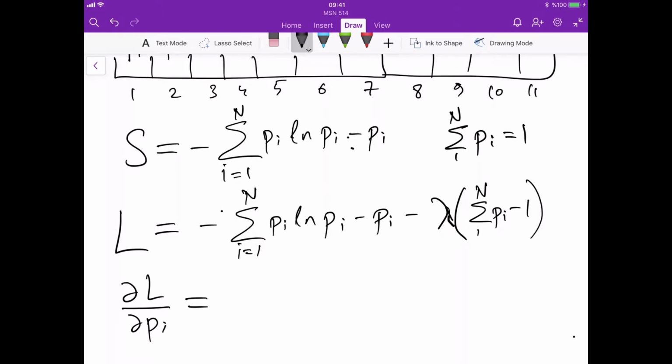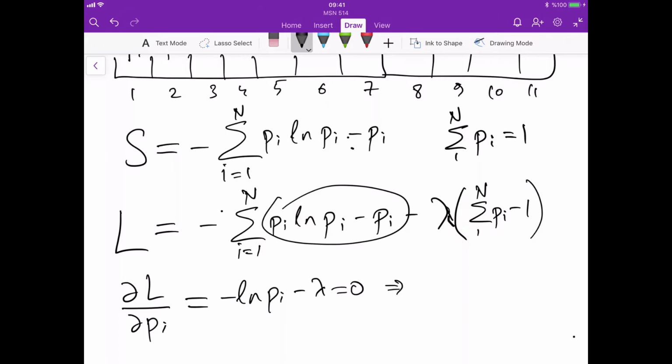The first one is just ln pi, right? Do you agree? The first one, because you just said that the integral was this one. So the derivative is ln pi, right? Minus. What is the other one? Minus lambda, right? Equals 0. So what do I get from here? Ln pi is equal to minus lambda. Is that correct? So pi is equal to e to the minus lambda.